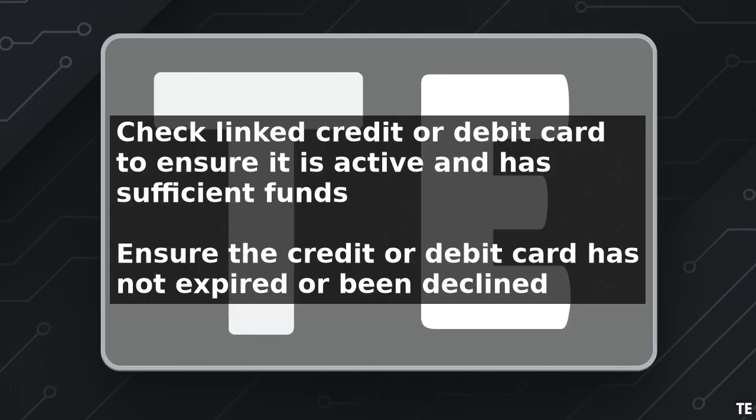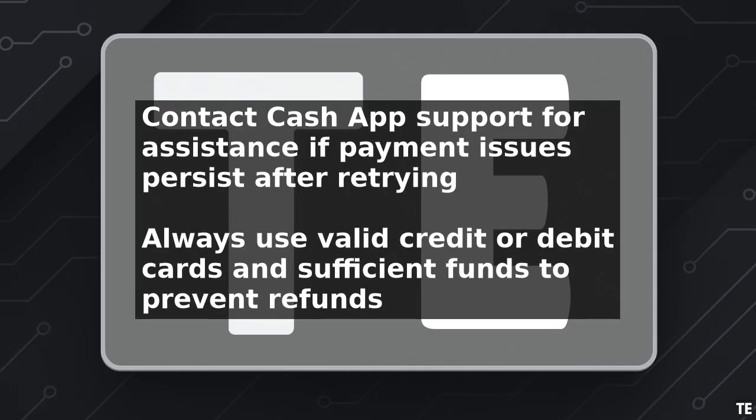To resolve the issue, follow these steps. 1. Open the Cash App and go to the Activity tab to check the status of your payment. 2. If the payment is refunded, click on the payment and select the option to retry the payment. 3. If the issue persists, contact Cash App support for assistance.